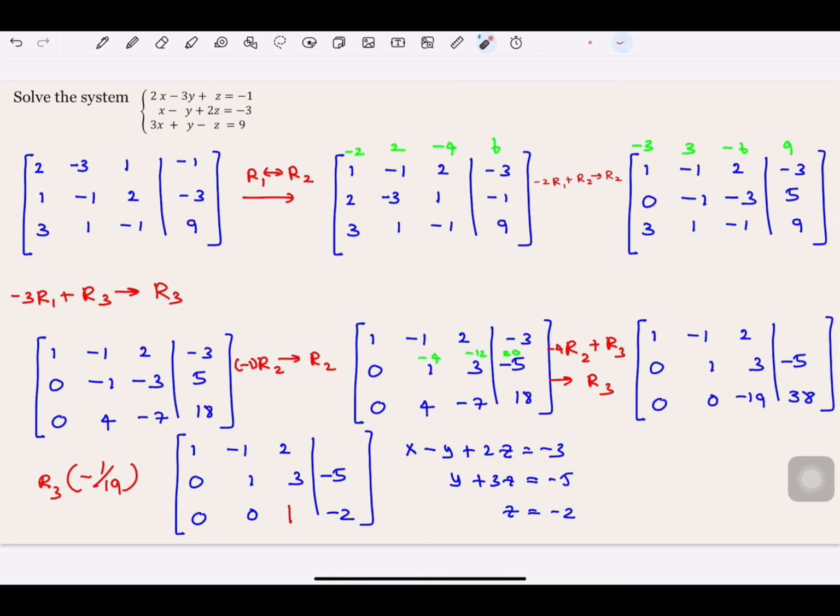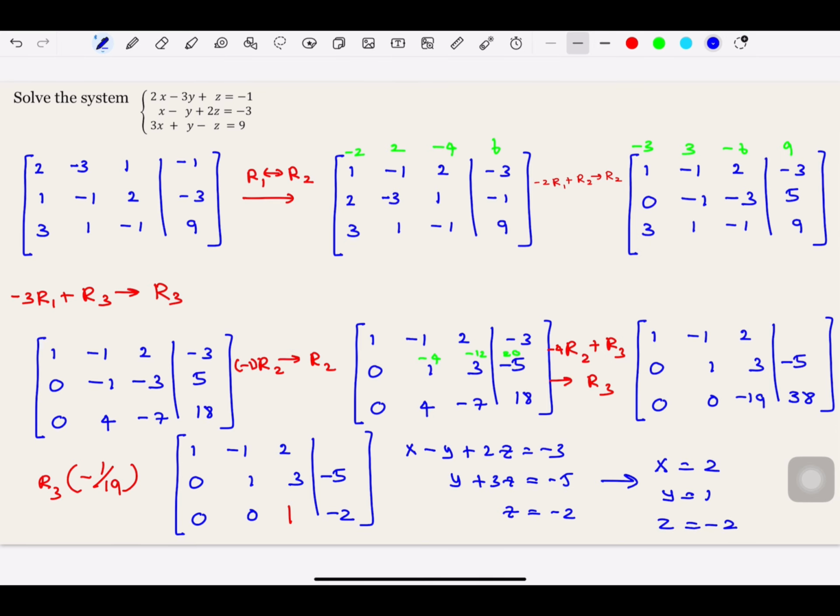So the third equation gives you the value of z directly. That means you can use back substitution to get the values of x and y. So the matrix is now in row echelon form. This is equivalent to this system, and this system can be solved by back substitution. If you do back substitution, you will get x equals 2, y equals 1, and z equals -2.